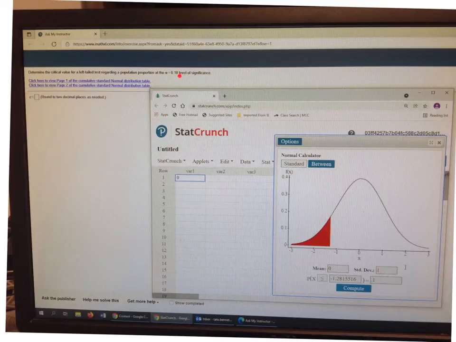So they're talking about the alpha 0.1. So you just put 0.1 in here and click compute, and it gives you the critical value, which you need to round to 2 decimals. In this case, I guess it's negative 1.28.